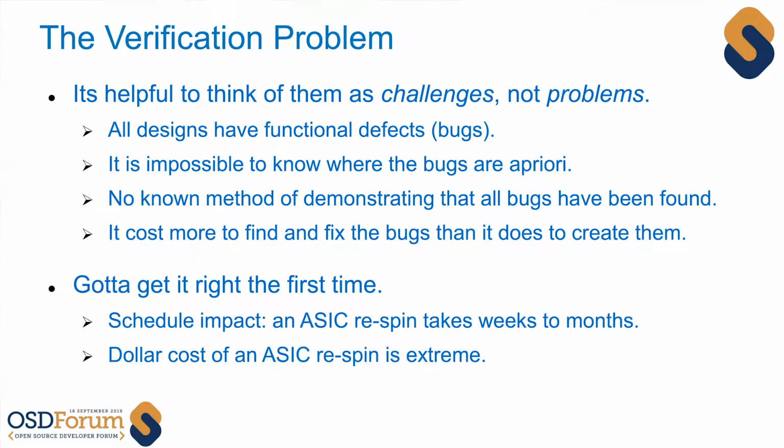So this pressure to get it right the first time comes from two things that are a result of modern semiconductor process technology. The first is schedule impact. If you have a defect in silicon, respinning that silicon to get rid of the defect is going to cost you weeks or months, probably months. That's time that you don't have to spend. The other is dollars. The cost to spin an ASIC is extreme. It can be $1 million and up.